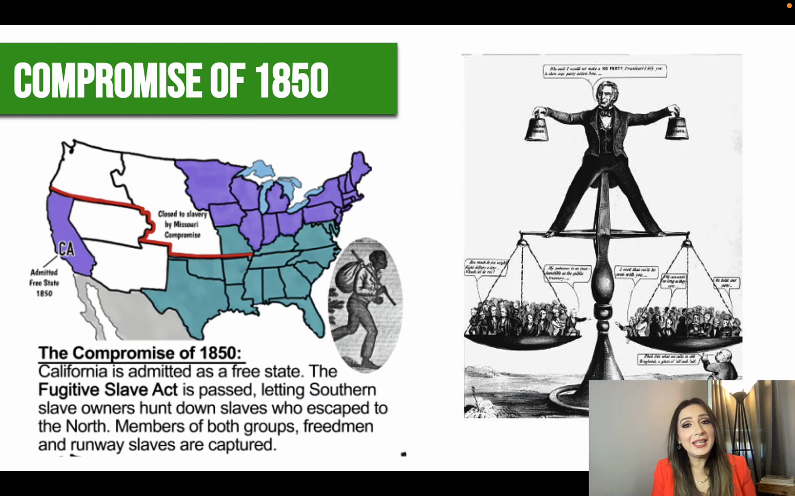Well, for 30 years, everyone is happy. We are keeping things balanced and fair. One for you, one for me. One free, one slave. But in 1850, we can no longer do that. California now has enough people to be a state. Why? Check out where California's at.